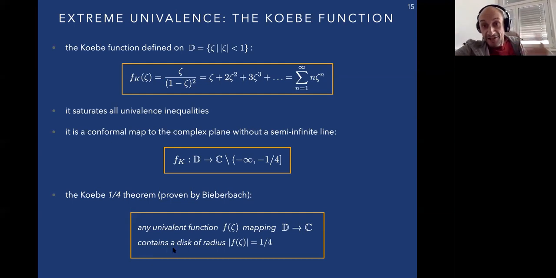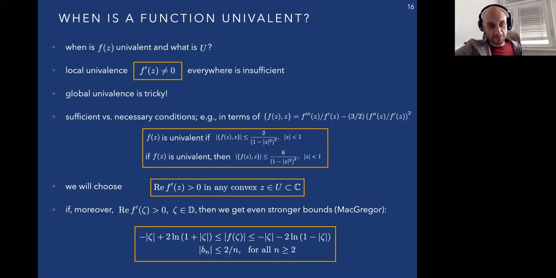And the statement is that any univalent function mapping D to C contains a disk of radius 1/4 around the origin, okay? So basically, this kind of function always maps to something that contains a disk with a radius of 1/4, right? Okay, so these functions, as I say, have very nice properties. Now, the question is, when is the function univalent, all right? Of course, not every function is univalent.